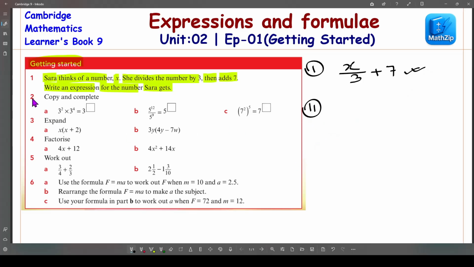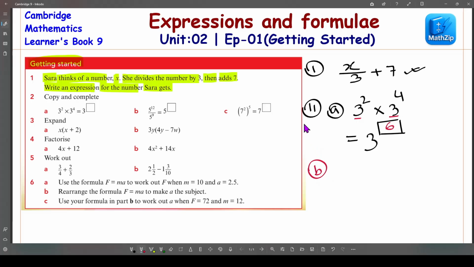Second, copy and complete. 3 squared times 3 to the power 4 equals 3 to the power blank. We know, as per the multiplication law of indices, once the bases are the same, here bases 3 and 3, so the bases are the same, at that time in multiplication the powers will be added. So 2 plus 4 is 6. This is our answer, which is 3 to the power 6.